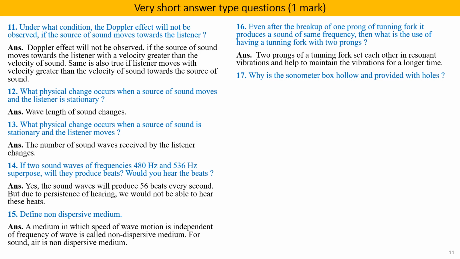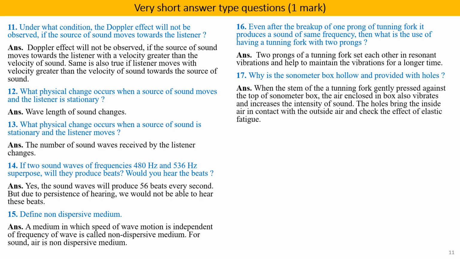Question 17. Why is the sonometer box hollow and provided with holes? When the stem of a tuning fork is gently pressed against the top of the sonometer box, the air enclosed in the box also vibrates and increases the intensity of sound. The holes bring the air inside in contact with the outside air and check the effect of elastic fatigue.